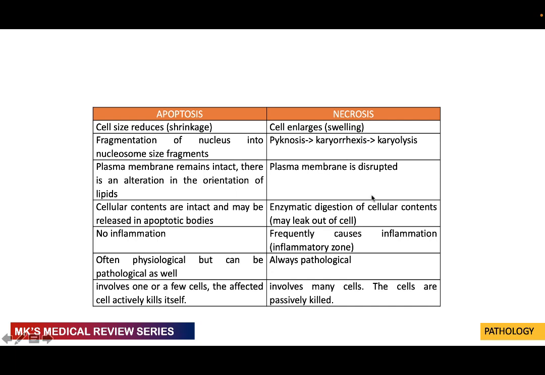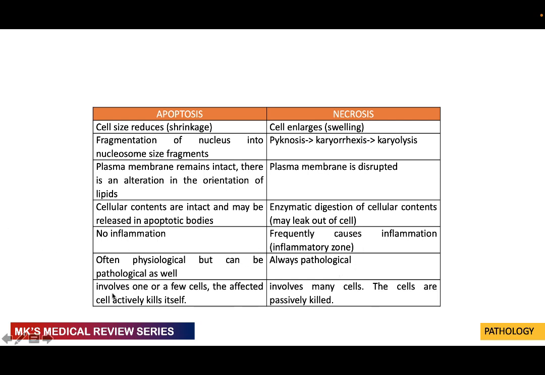Then, in terms of necrosis, the plasma membrane is disrupted. In apoptosis, cellular contents are going to be intact and they're going to be packaged in these apoptotic bodies. Whilst in necrosis, you have some enzymatic digestion of the cellular components that may actually even leak out of the cell. Apoptosis doesn't have inflammation involved, and there is some underlying inflammation that is seen in necrosis. You get this inflammatory zone. So apoptosis could either be physiological or sometimes pathological, whilst necrosis is always pathological.